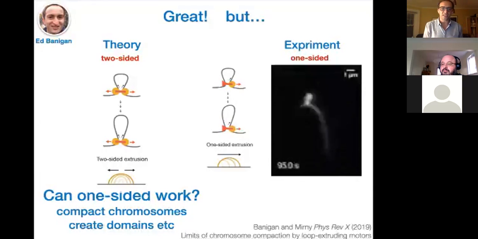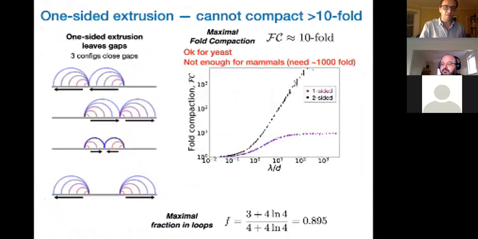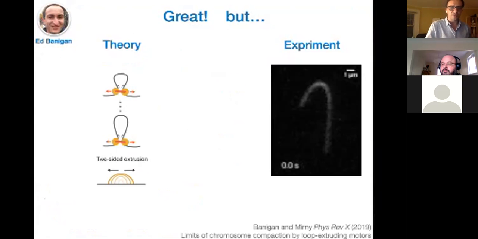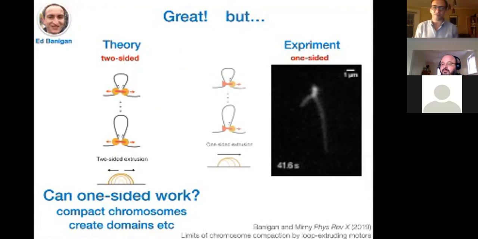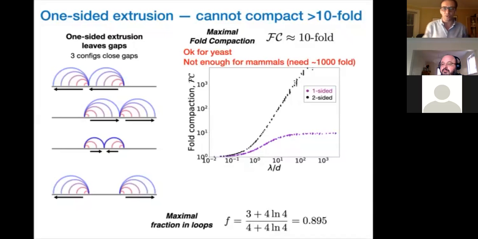And we said, okay, that's a bummer for the theory. Can one-sided extrusion work? So we developed our theory, and that's the work of Ed Banigan, who is a postdoc in the lab, and he will be on the job market next year, so if you guys are interested. What Ed did, he wrote a theory for the one-sided extrusion, and it's a beautiful, totally mean field, nevertheless solvable model where you can get an upper bound for the maximal compaction that one-sided extrusion can do.